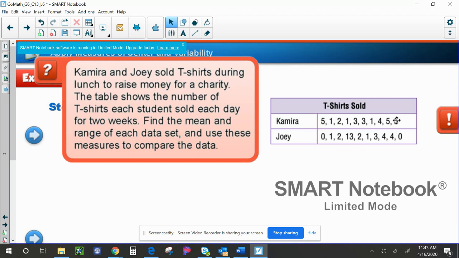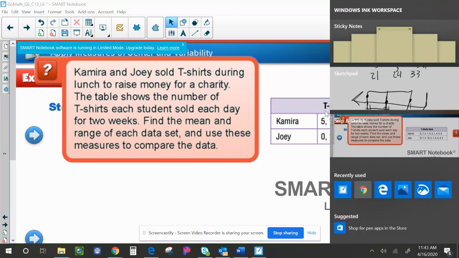This one right here. This table shows the number of t-shirts each student sold each day for the 2 weeks. So each number is a day and some t-shirts. Find the mean and range of these data sets and use these to compare the data. Okay, so I'm going to take a snapshot here so we can actually do this.